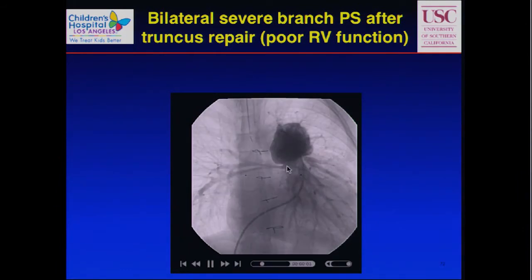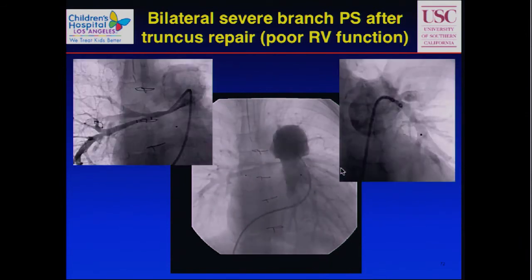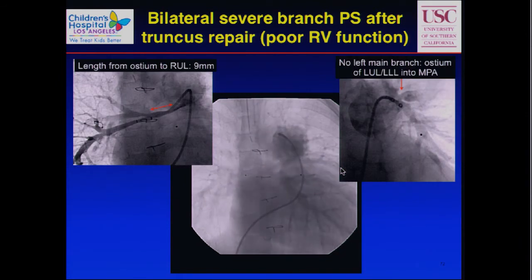This is an example I'll show you from the last lecture. You see how severe this is after truncus. This thing is pretty small. This is a 6 French catheter, so it's about the same size as this catheter, less than 2 millimeters. There's a long branch. This is a tough situation because the baby's small. It's very difficult to put bilateral stents into a small baby.